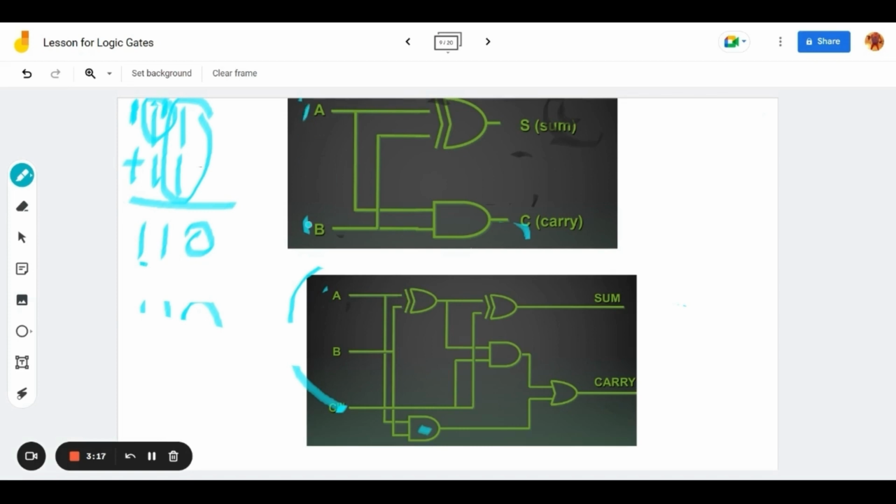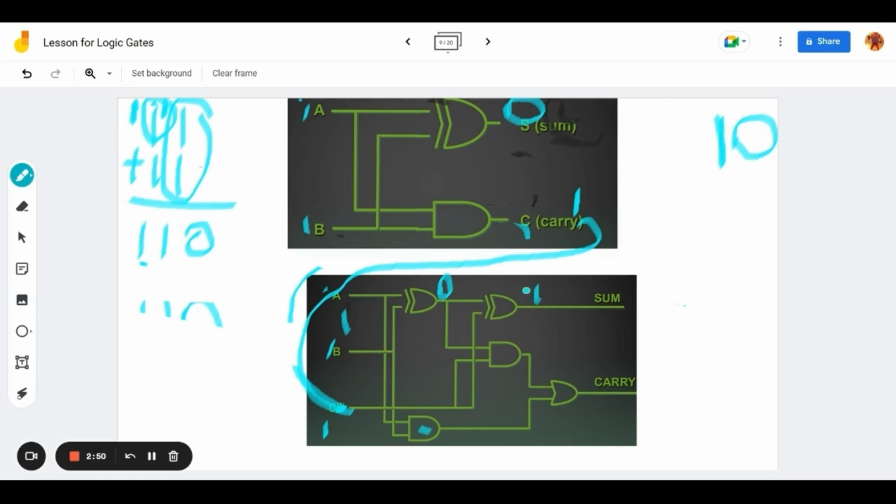Same thing here, 1 1. This ends up being 0 due to the XOR gate. This ends up being 1. This 1 is carried over here. This becomes 1 1 1, and then the B and A through the XOR gate becomes 0, but again through the XOR gate becomes 1. So the sum here is 1. So we already know two sums. The first sum is 0, and the second sum is 1.